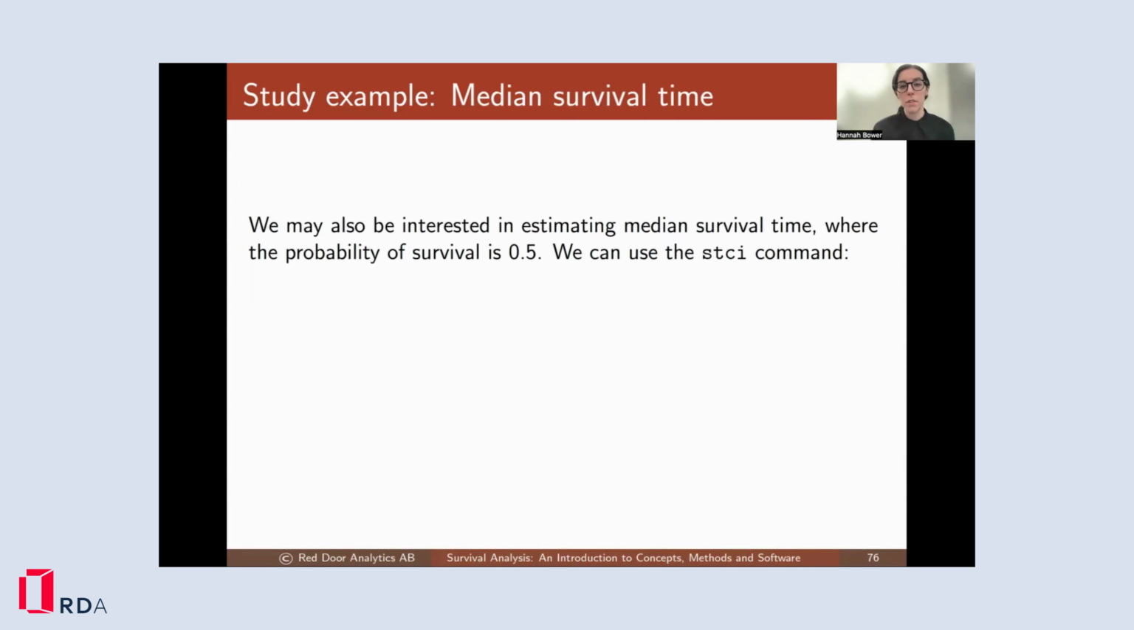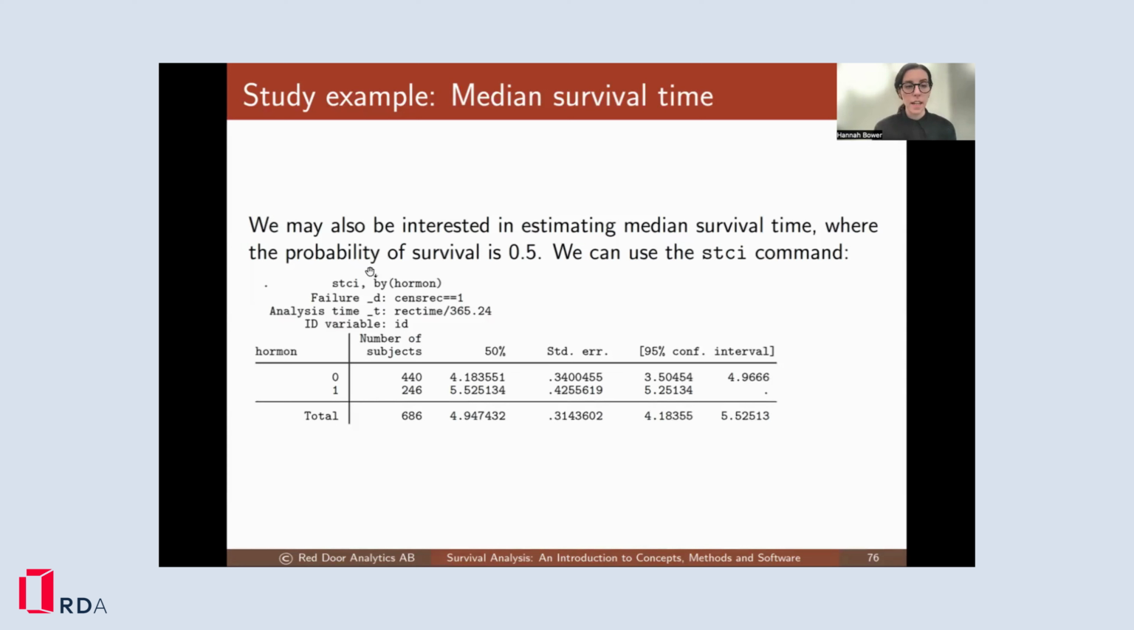So this could be interesting, and it basically is when the probability of survival is 0.5. And we can do this in Stata using the stci command. So here we state stci, and then we want to say, let's look at this by hormonal therapy. So we won't get an overall value, or we will, as you can see from the output, but we'll also look at the median survival in the two groups.